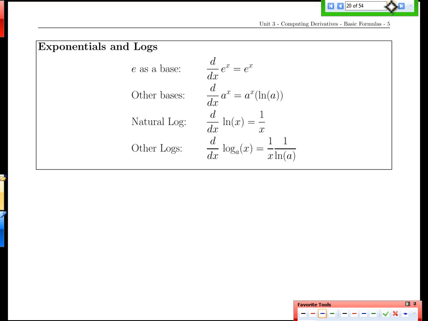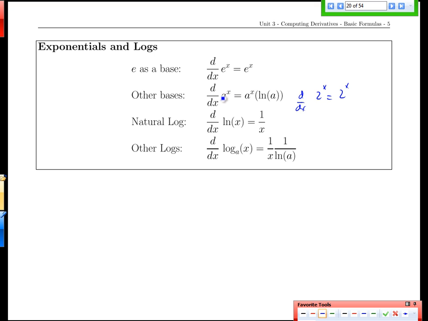All right. Here are a few more commonly used functions, our exponentials and exponentials with a different base. For example, 2 to the x. What is its derivative? Just like e to the x, which has the simplest derivative rule, the derivative of e to the x is e to the x.